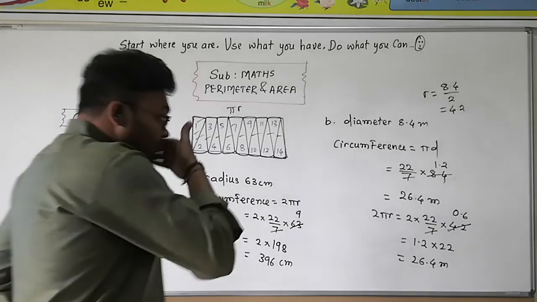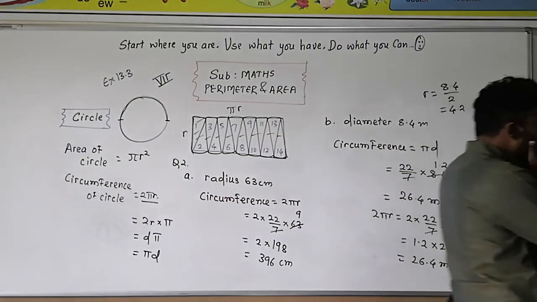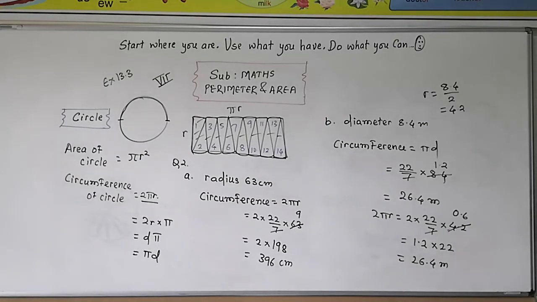Okay students, this is enough for today's session. In today's session we have learned circumference of circle, area of circle, their formulae, how to derive their formulae, and question number 1 and question number 2 from exercise 13.3. In the next session we will continue from question number 3. So till then, take care and thank you.